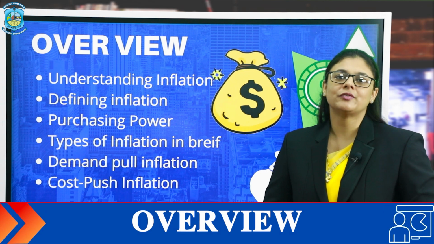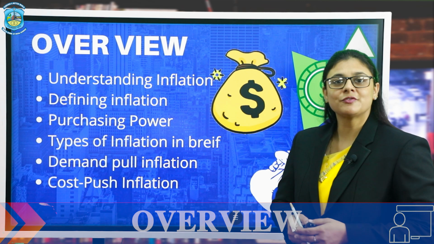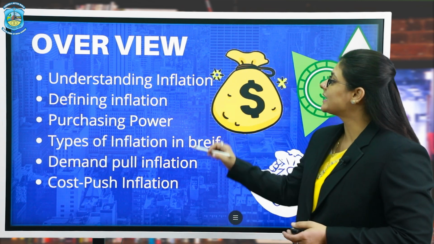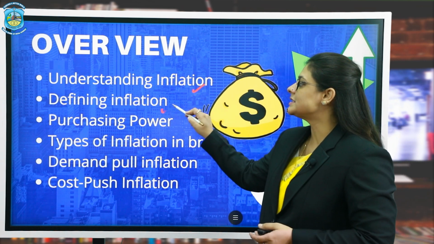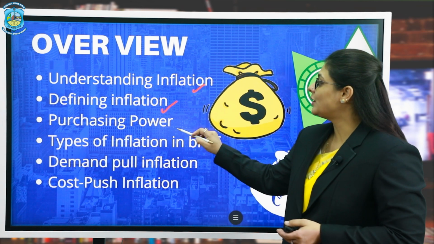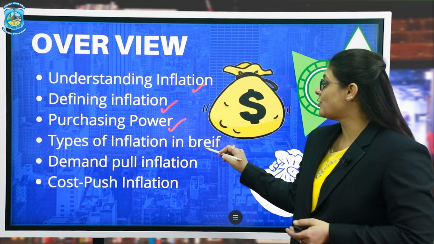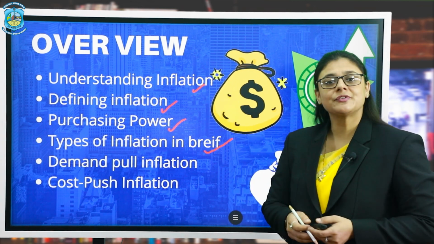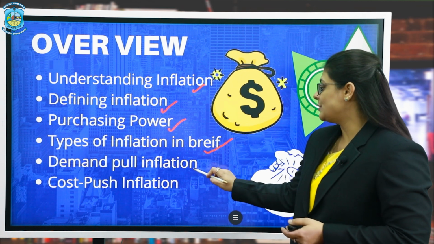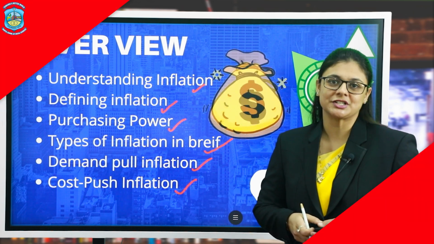Let's understand an overview of what we are going to present to you in this video. First and foremost, we'll be talking about understanding inflation. Second, we'll talk about how we define inflation. Thirdly, we'll talk about what exactly is purchasing power. Next, we'll define the types of inflation, just an introduction, that is in brief. Next, we'll talk about demand pull inflation and cost push inflation.